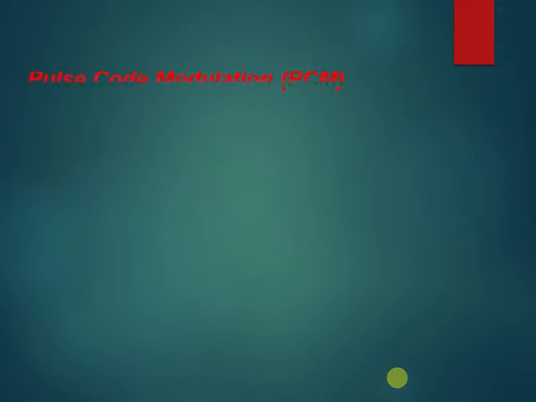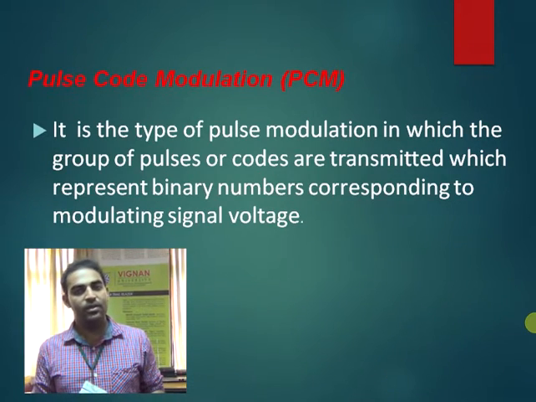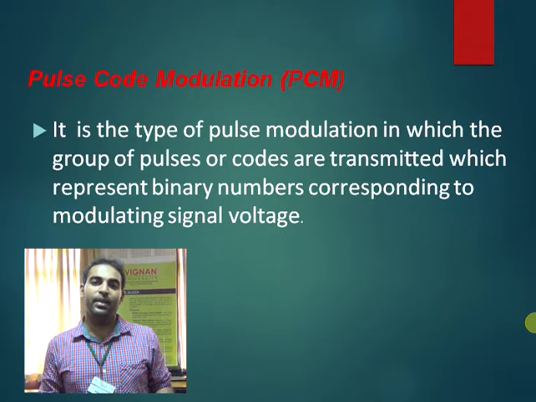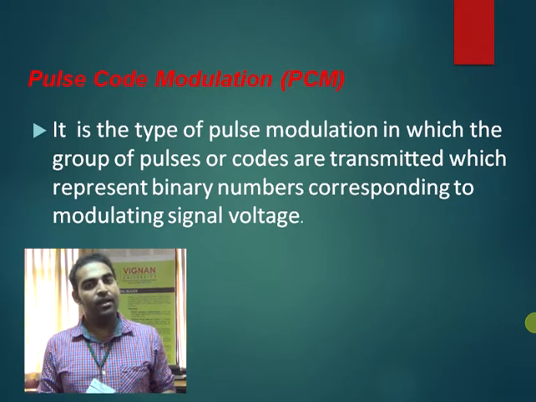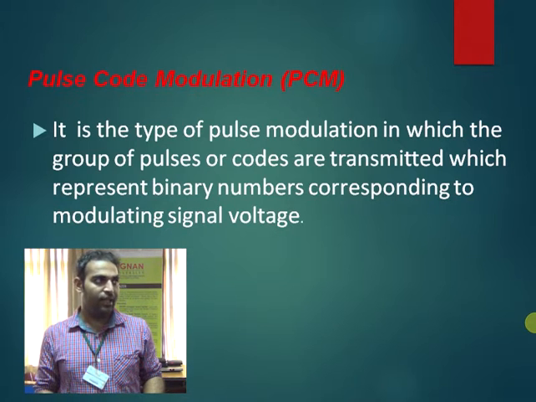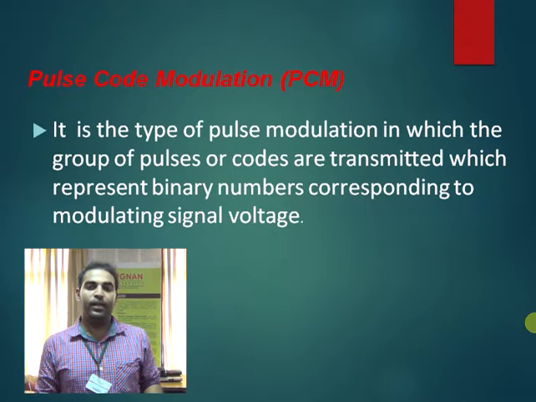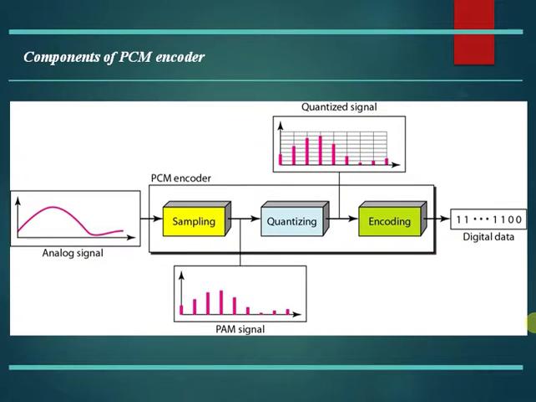So in PCM we transmit a group of pulses or codes to transmit a message signal, which is called the modulating signal, and we are trying to transmit its voltage value. This can be described as a block diagram or PCM encoder.